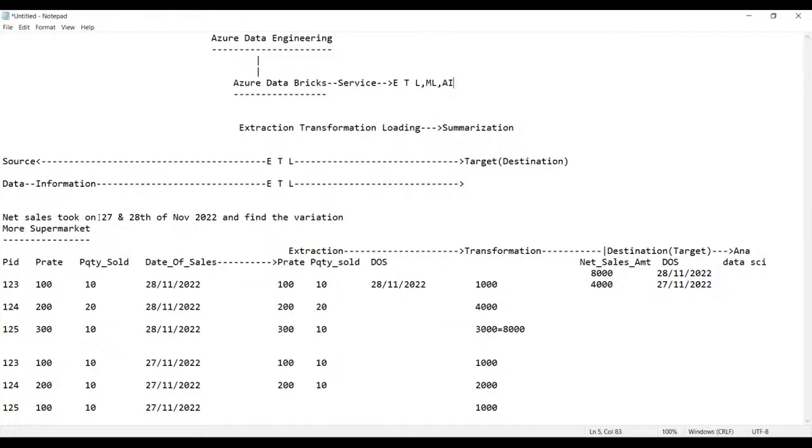So this is the process of extraction, transformation and loading. Everyone is okay now, guys? Please tell me, is this clear for everyone? Yes, sir. Okay, so this is how it works.